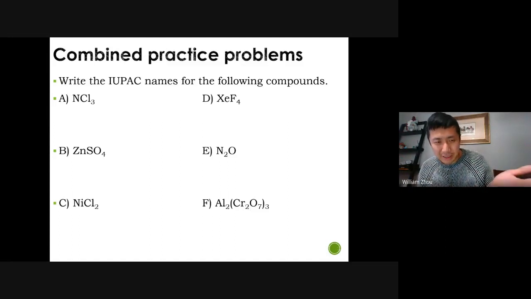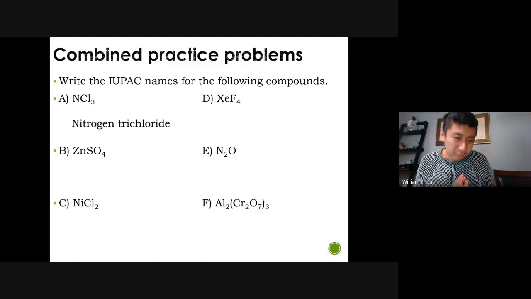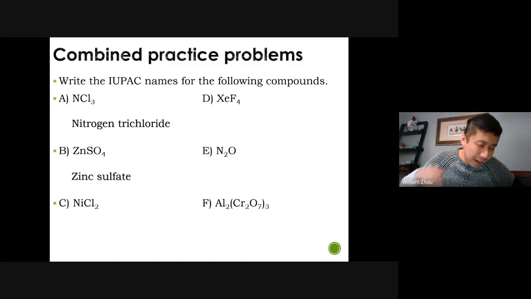First one, NCl3. Well, N is nitrogen, Cl is chlorine, so nitrogen trichloride, that is molecular. Right, so you have to have the tri. Zinc sulfate. Zinc is a metal. Sulfate is a polyatomic ion. That's ionic, so it's just zinc sulfate. Zinc is not multivalent. Zinc is only 2+. You have no choice. Do not give me a Roman numeral, so just zinc sulfate.